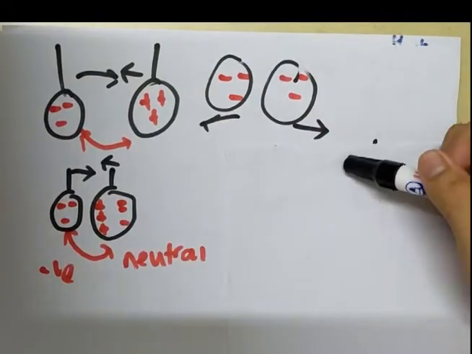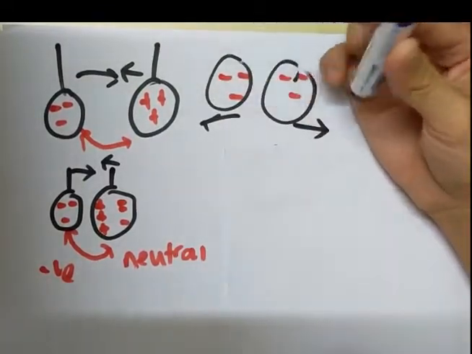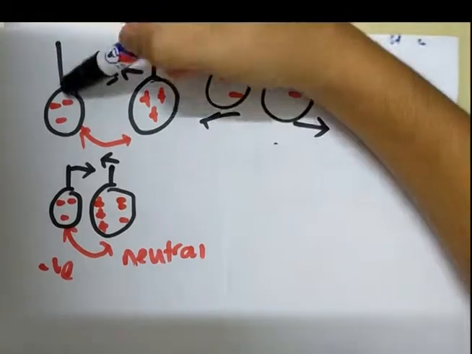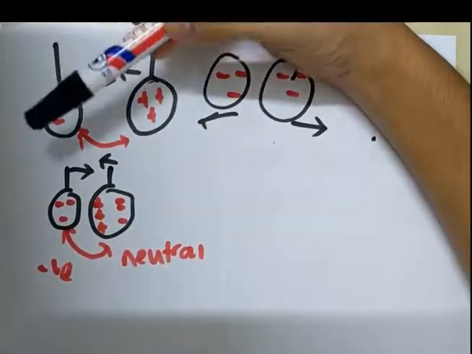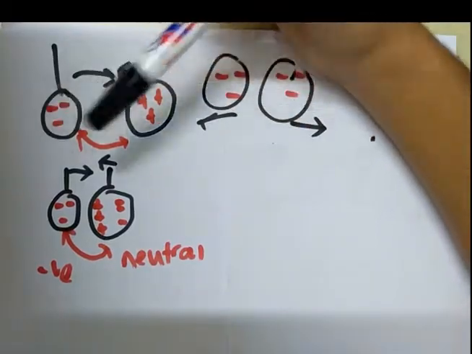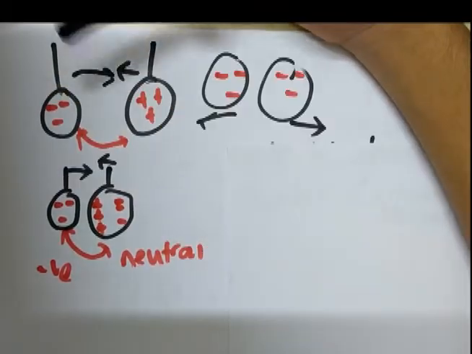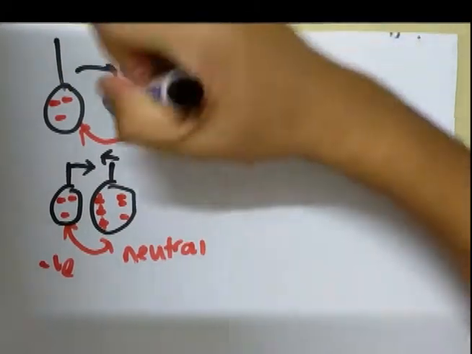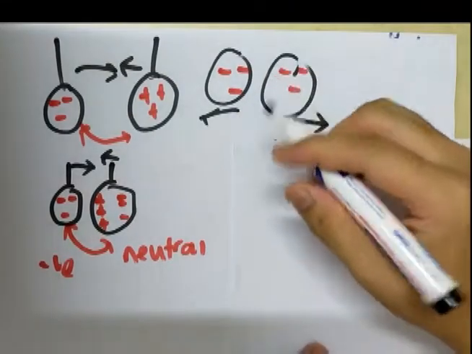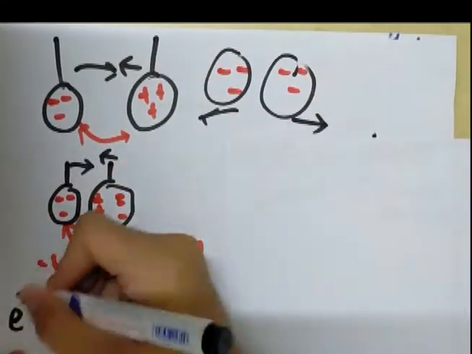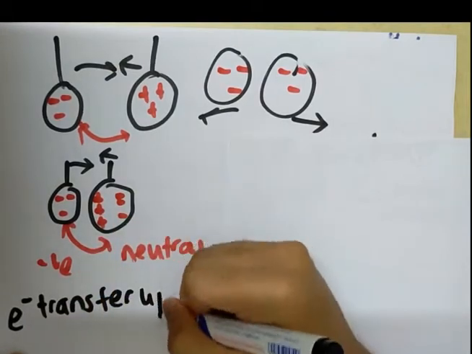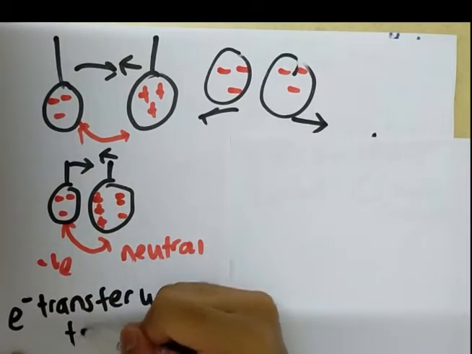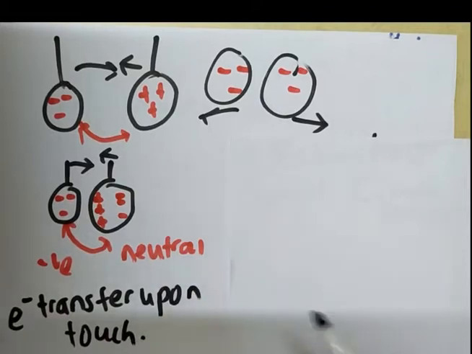One more thing you have to know is that if this ball and this ball touch, a negative ball and a positive ball, your electrons will transfer to the positive ball. If you touch something, then the electrons will be able to transfer. Electrons transfer upon touch. That's why when you use the electroscope, you do not touch, but you move it closer.